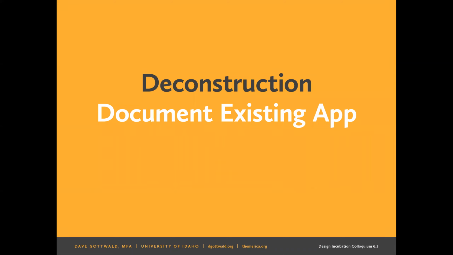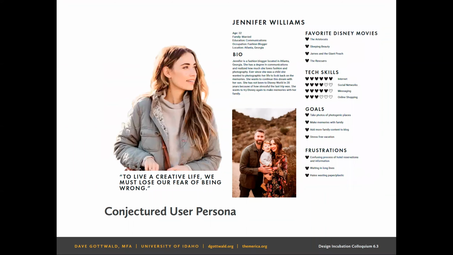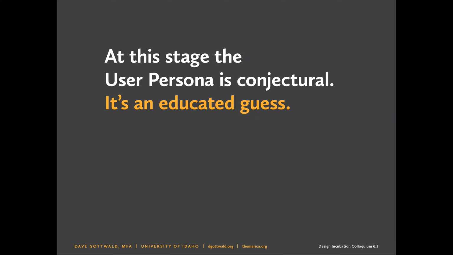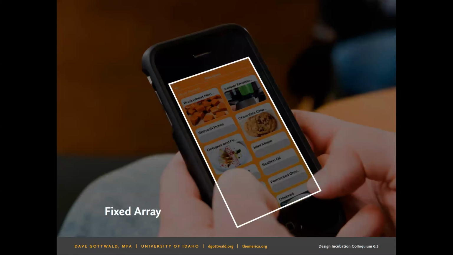Deconstruction, the first quarter of the term. Students are researching an app. So here we have an example, Walt Disney World official app. This is the information I got from the store and a features list. I have them conjecture a user persona, right, which is a fictional use case. And I do want to point out it's conjectural at this point. It's an educated guess.